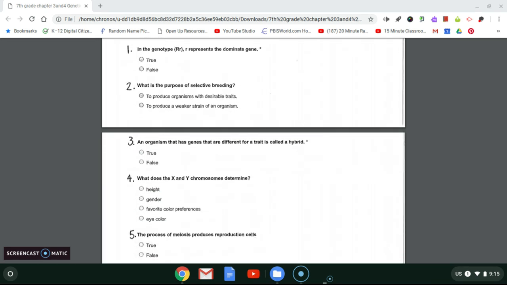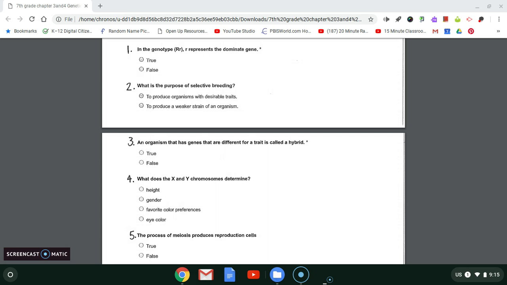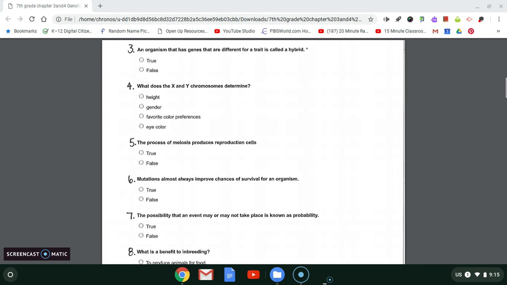Question number 1. In the genotype R, lowercase r represents the dominant gene. True or false? Number 2. What is the purpose of selective breeding? To produce organisms with desirable traits, or to produce a weaker strain of an organism? Number 3. An organism that has genes that are different for a trait is called a hybrid. True or false?